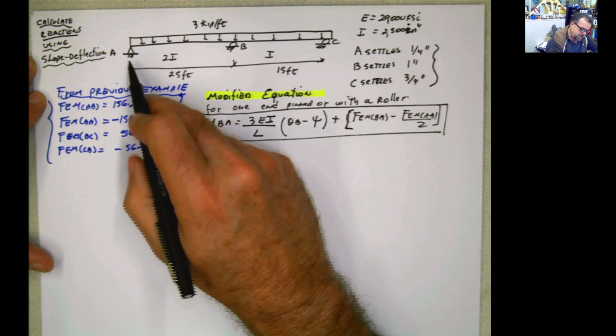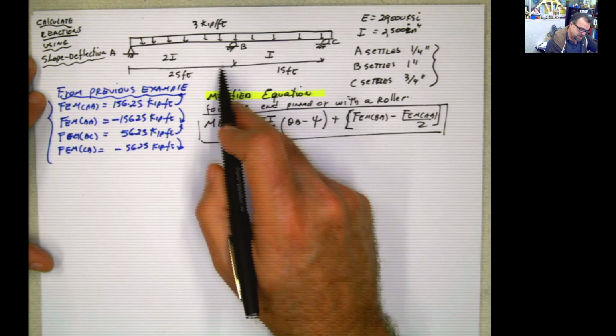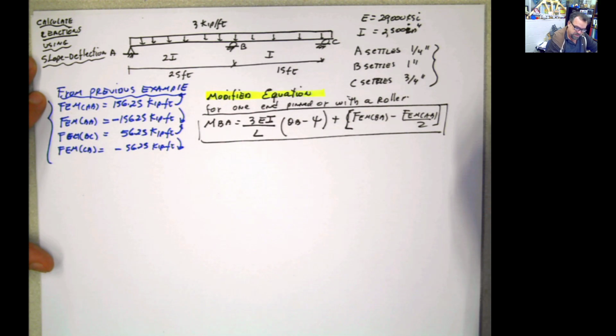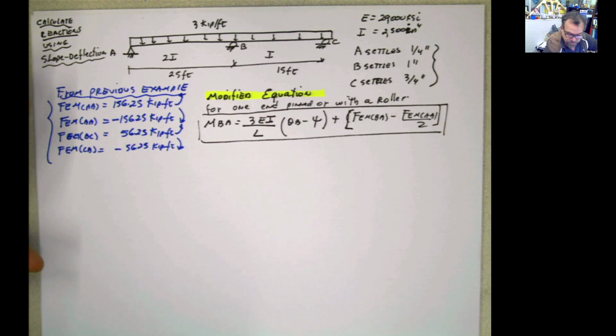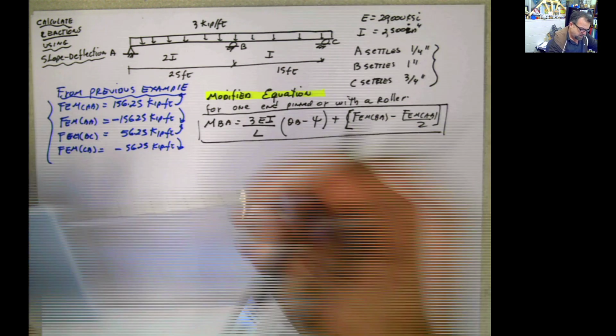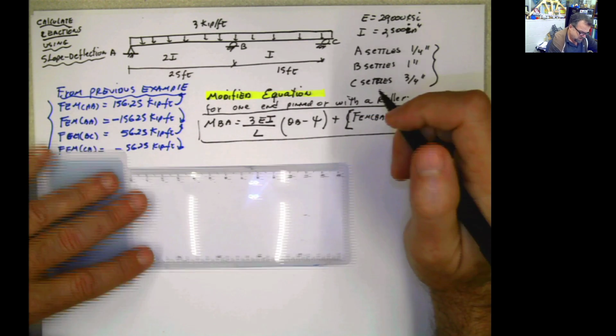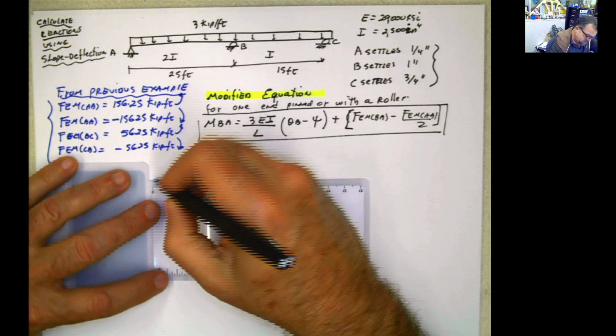The support A is now settling, also B is settling, and C is also settling. We solved this problem previously using the force method. So now let's use the slope deflection and see what happens. Important: now the supports are settling, so you have different settlements here.